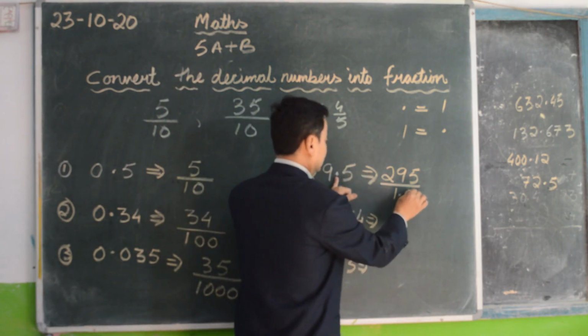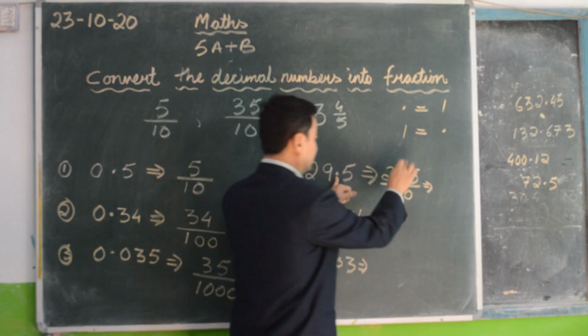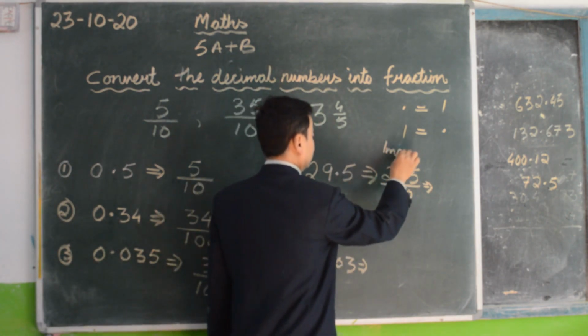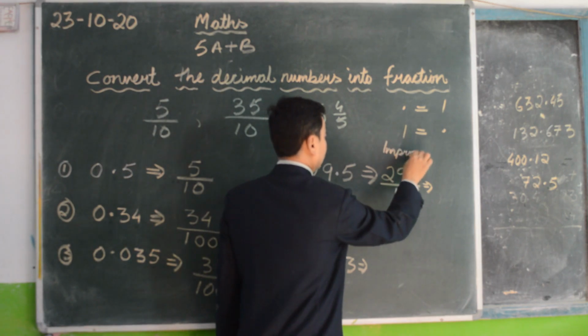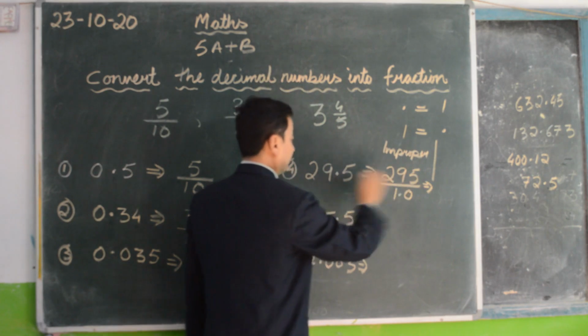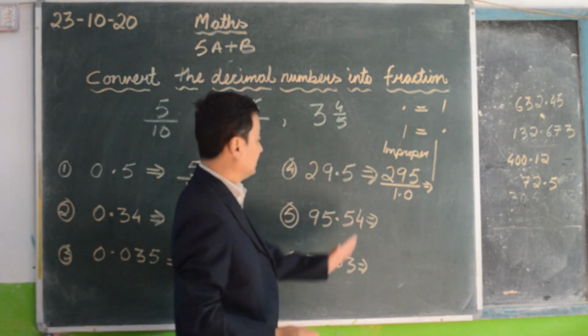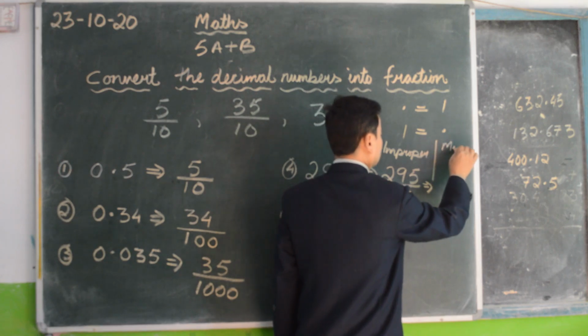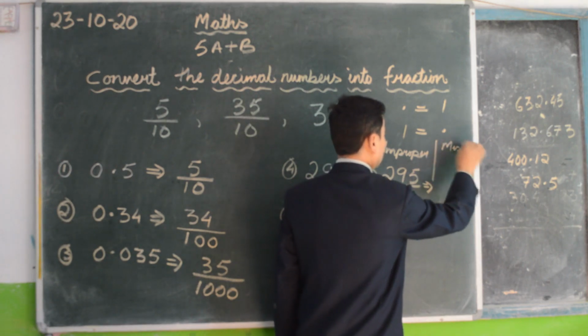So add 1, 0. Now, this is an improper fraction. What is it? Improper fraction. Now, let's change it. Let's do this sum side by side. Let's change this improper fraction into a mixed number.